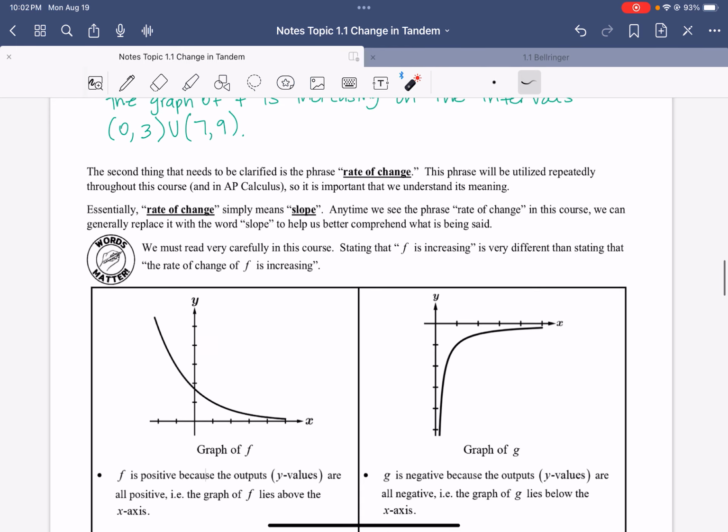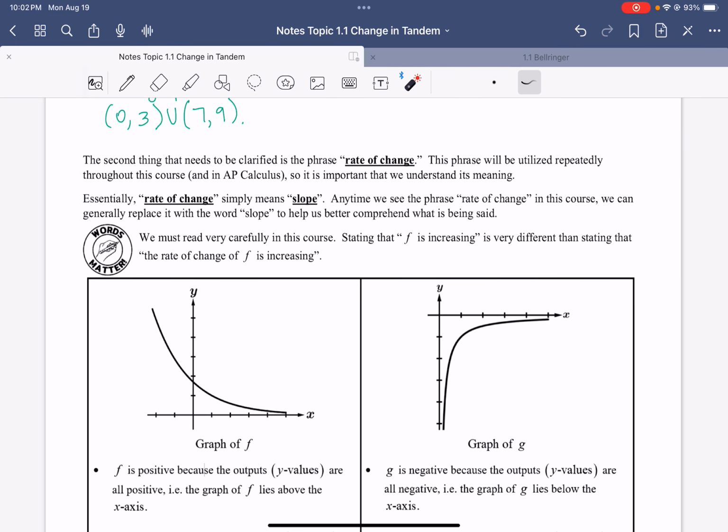The second thing that needs to be clarified is the phrase rate of change. This phrase will be utilized repeatedly throughout this course and in AP Calculus, so it is important that we understand its meaning. Essentially, the rate of change simply means slope. Anytime we see the phrase rate of change in this course, we can generally replace it with the word slope to help us better comprehend what is being said.